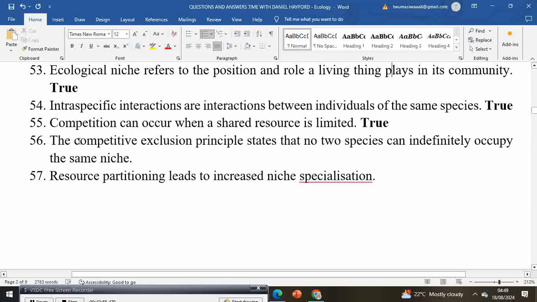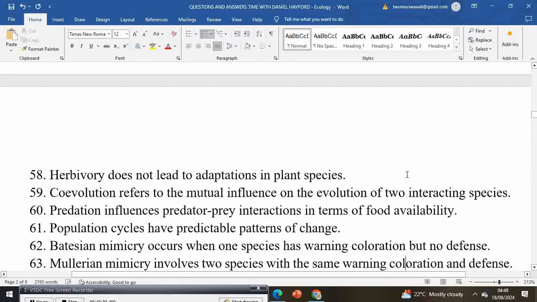Now, question number 56. The competitive exclusion principle states that no two species can indefinitely occupy the same niche. Is it true or false? The answer is true. Now, resource partitioning leads to increased niche specialization. Is it true or false? It is true.